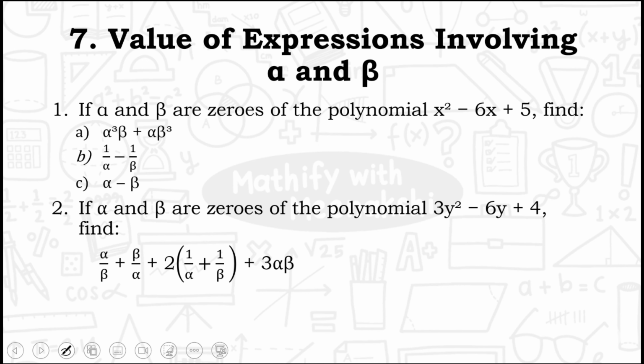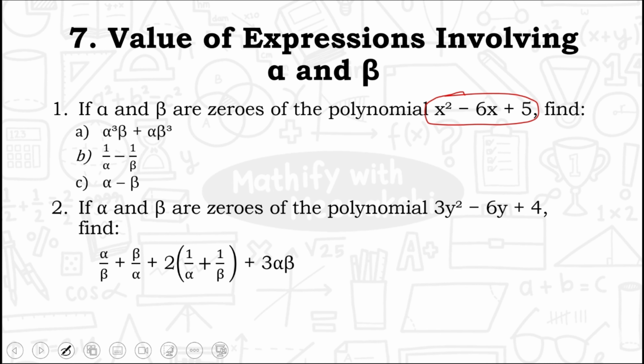Let's move to the last topic, that is value of expressions involving alpha and beta. Under this topic I've written two questions for you. First question: if alpha and beta are zeros of this polynomial, what is the polynomial here? X square minus 6x plus 5. As you observed, here there is only one variable, that is x. So here you can directly find the value of alpha and beta either by middle term split or by quadratic formula. Once you know the value of alpha and beta, you can simply put it here to get your answer.